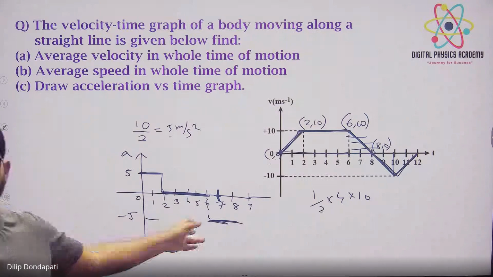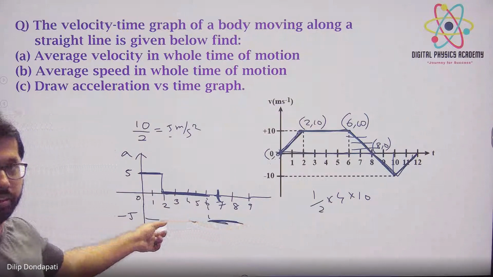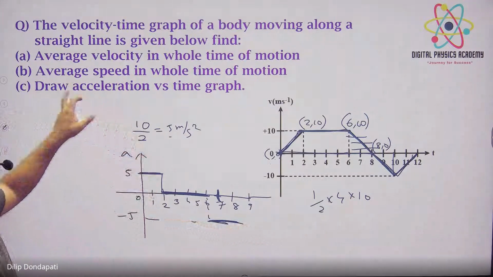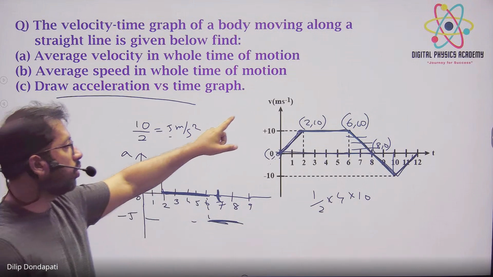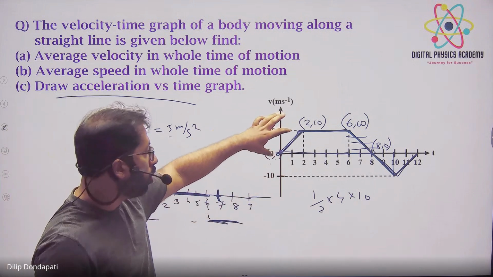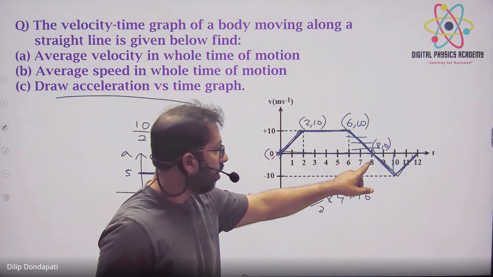Are you understanding what we are doing? We are trying to draw the acceleration time graph. We get the acceleration time graph through slope only, so we are finding the slope of each section. Now do 8 to 10.